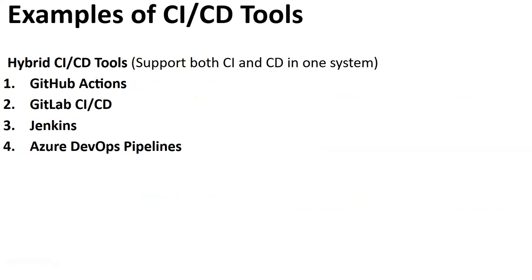And also, we have examples of CI/CD tools. These are some of the popular ones. We have GitHub Actions, GitLab CI/CD, and we have Jenkins. Jenkins is open source. So this one is free, an open source solution. And also we have Azure DevOps Pipeline.